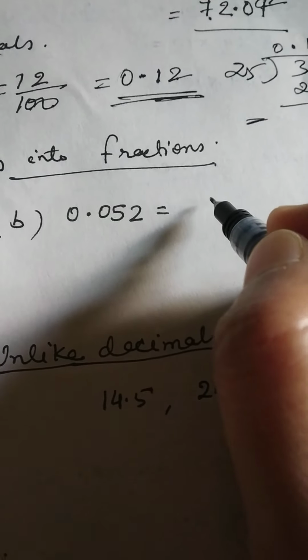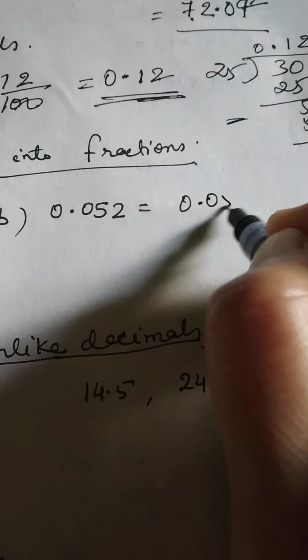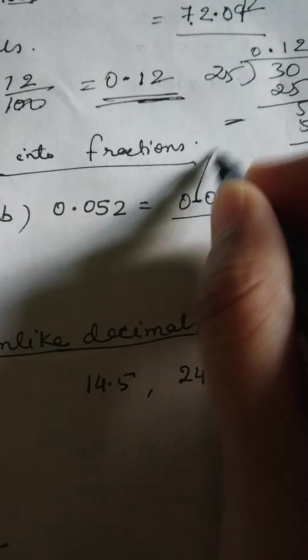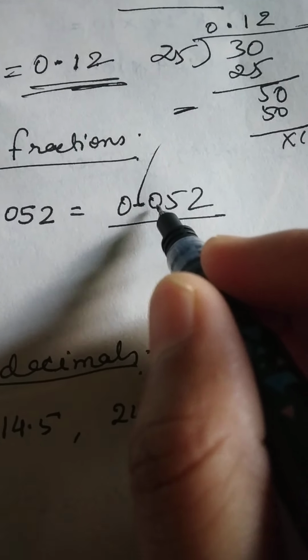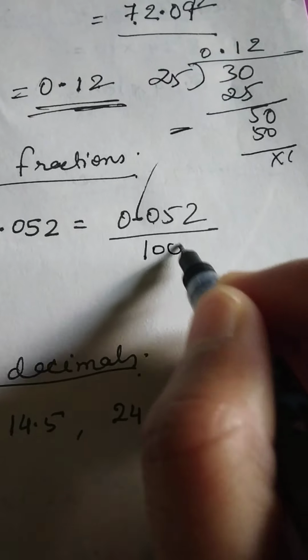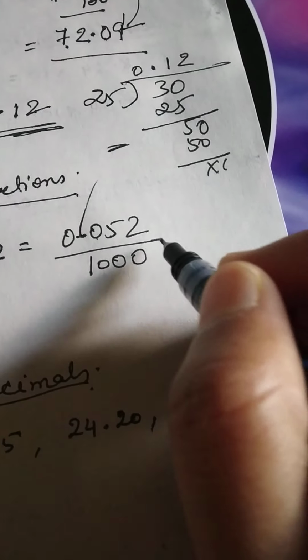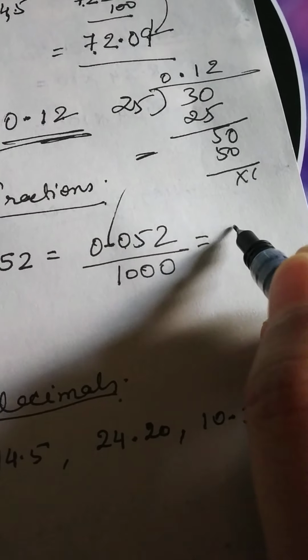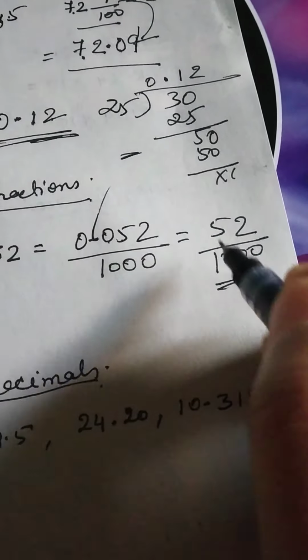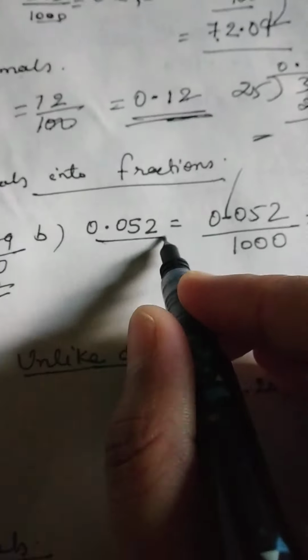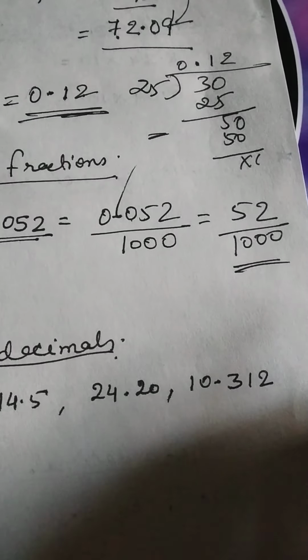One more question. 0.052. If you remove this decimal, how many digits are there after the decimal? 1, 2, 3. So we will put here 1000. Now 52 by 1000 is the fractional form of this decimal number. Got it?